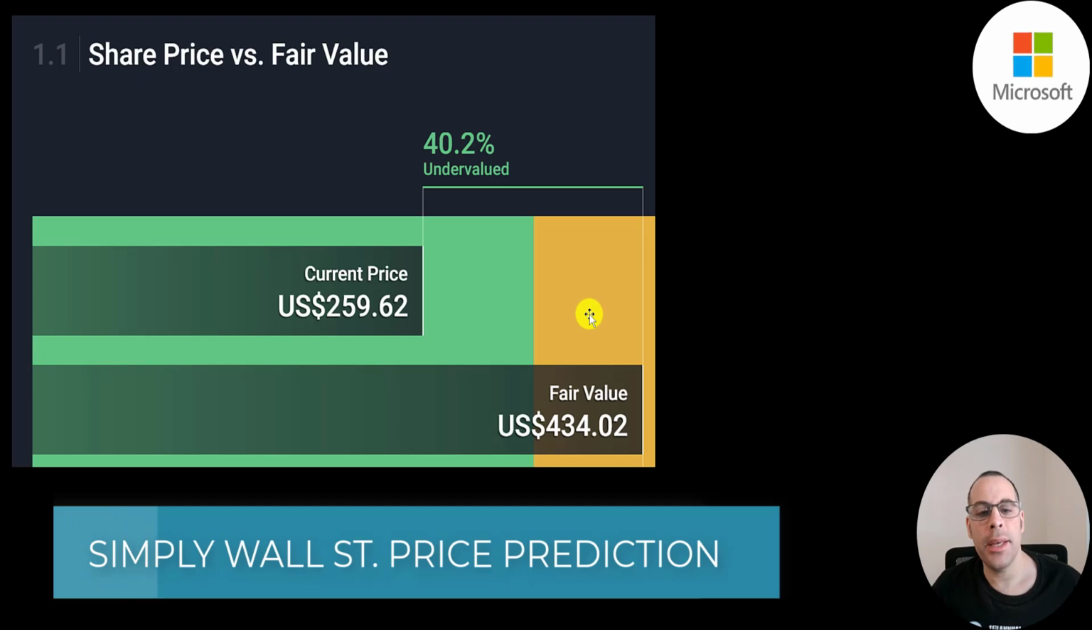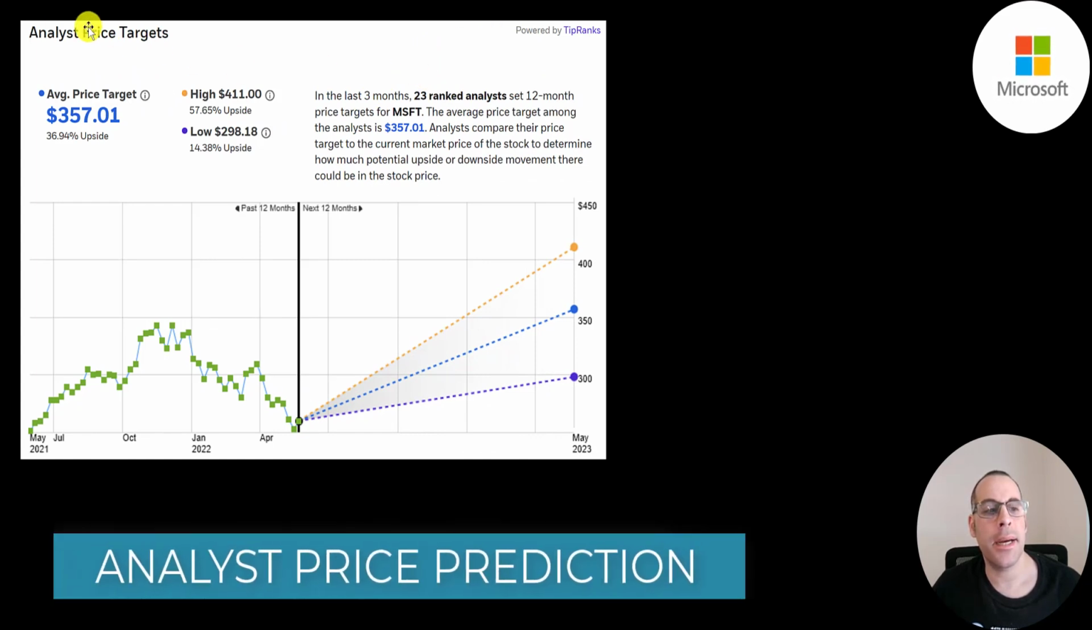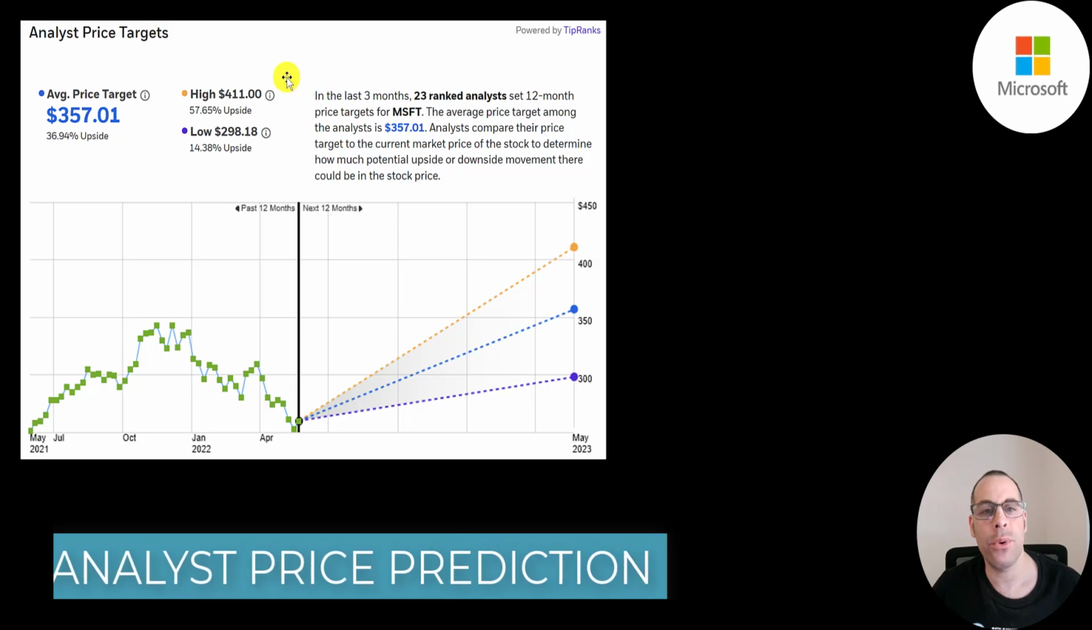Simply Wall Street's valuation is $434. They're saying it's 40% undervalued. 23 analysts priced this stock and the average price target is $357, the lowest $300, the highest $411.